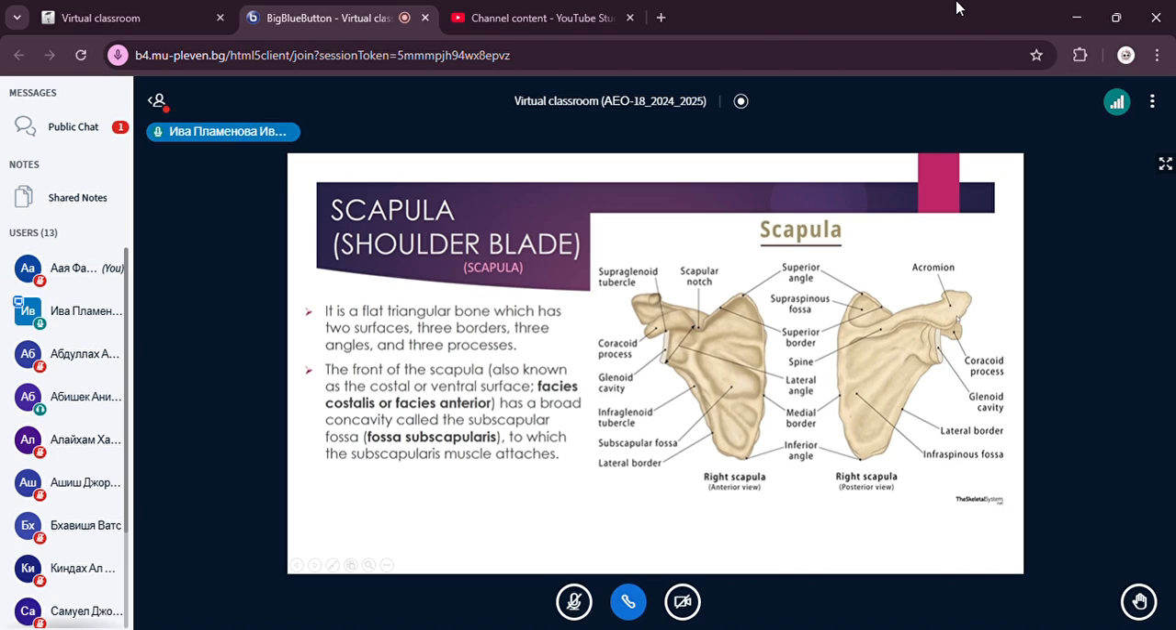Acromion process, coracoid process. You can see the anterior surface. I told you this is fossa subscapularis. Subscapularis. Here you can see the acromion scapulae with the articular facet for the clavicle. That's the coracoid process. Okay.